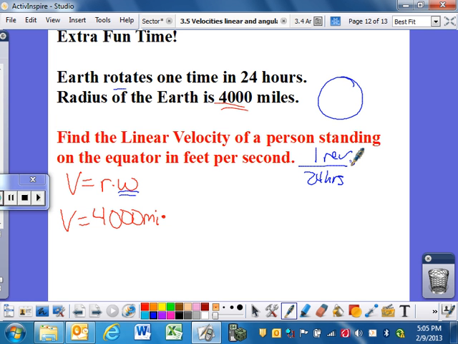Well, what do I need to do for angular velocity? Angular velocity is theta, or radians, so I need to times it by 2 pi. So that means my actual angular velocity for the planet Earth, reduced down, 2 goes into 24 12 times, would be pi over 12 radians in 12 hours. So pi radians in 12 hours. And what I need to figure out now, I can dump that in.